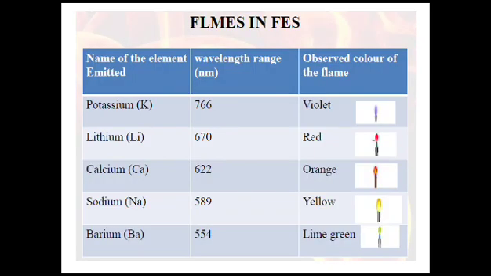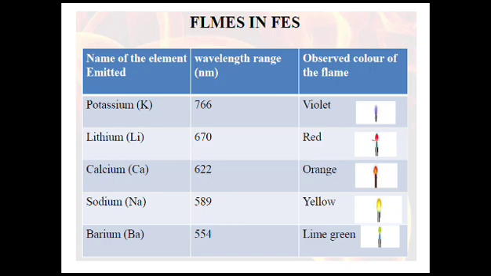These are the different flames in flame emission spectroscopy. Potassium has a working range of 766 nanometers, and the color observed for that flame with potassium ions is violet. If lithium ion is present in the flame, it produces a red flame. If calcium ion is present, it produces an orange flame. If sodium ion is present, it provides a yellow flame. Barium provides a lime green color.